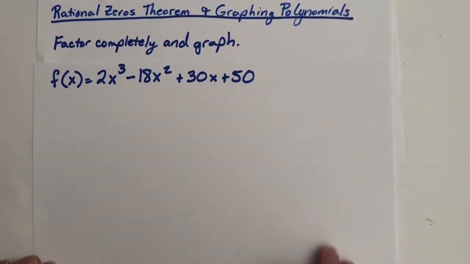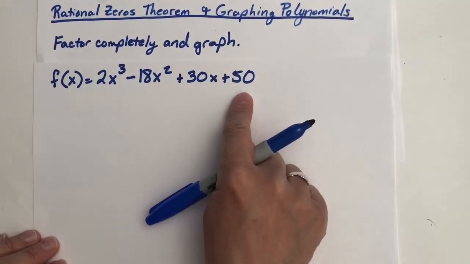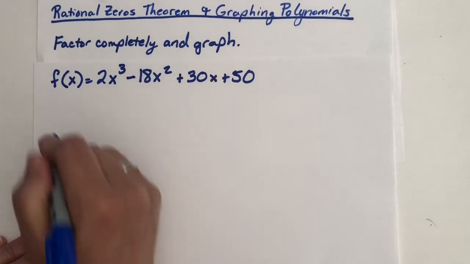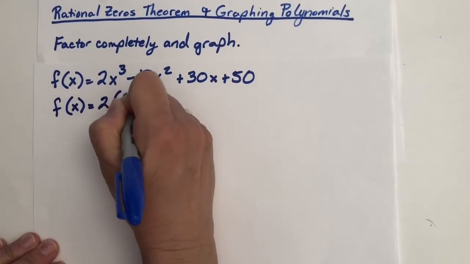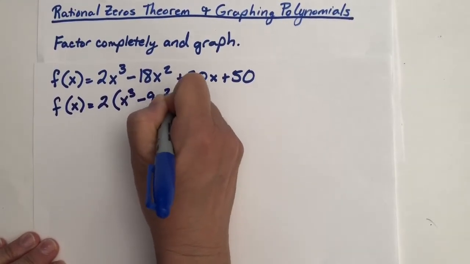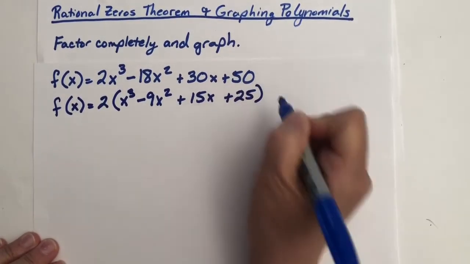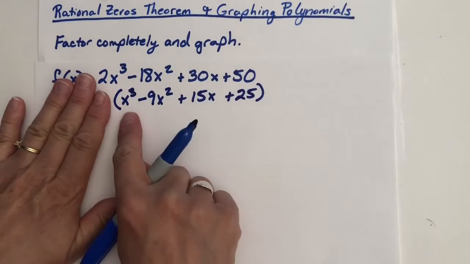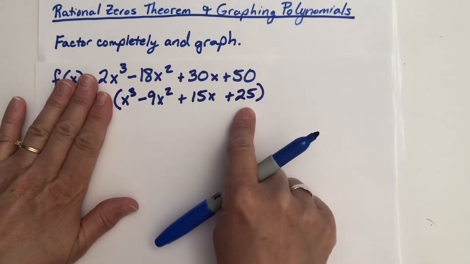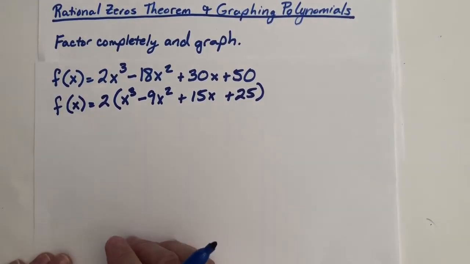Let me remind you that our first step always when factoring a polynomial is to take out any common factor. So here we have a common factor of 2, so let's make sure we take that out. So I would have f of x equals 2 times x cubed minus 9x squared plus 15x plus 25. Now, I always check to see if I could factor further using our traditional strategies, like factoring by grouping. You could take time to check that. It turns out that one does not work by grouping. So I'm going to continue.